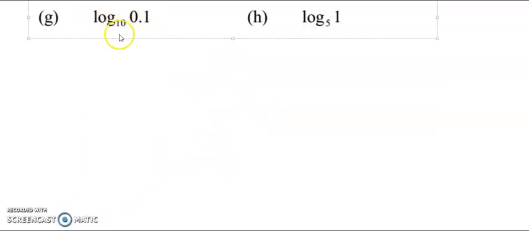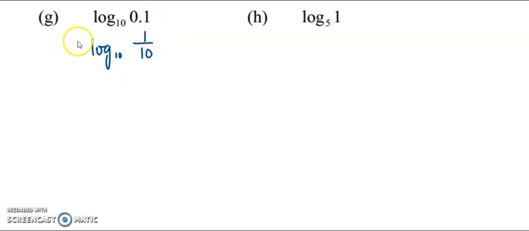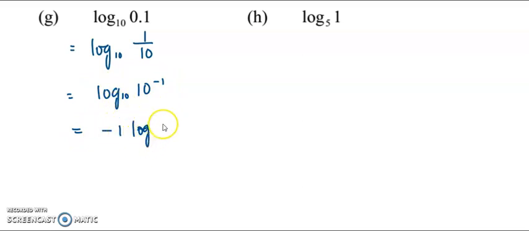Look at example G. I have 0.1. So this may be changed to 1 over 10 because 0.1 is equivalent to 1 over 10. Now 1 over 10 can be converted into 10 power of negative 1. So negative 1 moves to the front. You get negative 1 multiplied by log 10 to the base of 10, where log 10 to the base of 10 equals 1. So you get the answer negative 1.